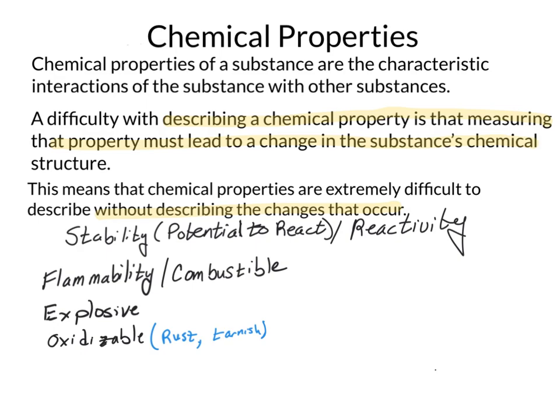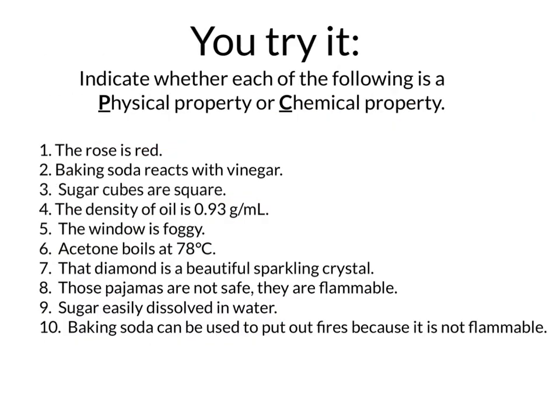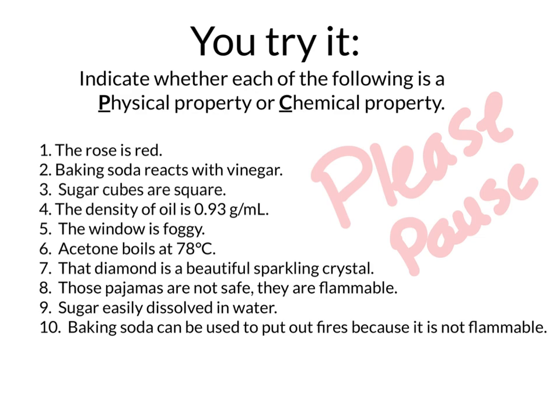Another type of reactivity is that some things react with water. Some of them react explosively, others just barely bubble, and some don't react at all. We see lots of different types of reactions with water, with acids. We look at the pH, which tells us how much acid is present. All of those are chemical properties of matter. Now it's time for you to try it. I'd like you to indicate whether each of the following is a physical property or a chemical property. Please pause the video while you do this, and then when you come back, I'll give you the answers.